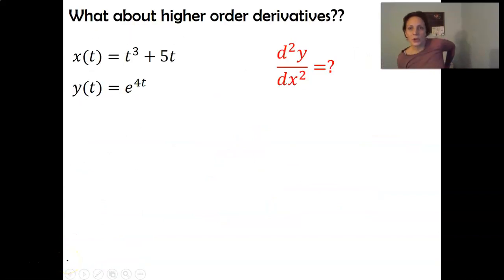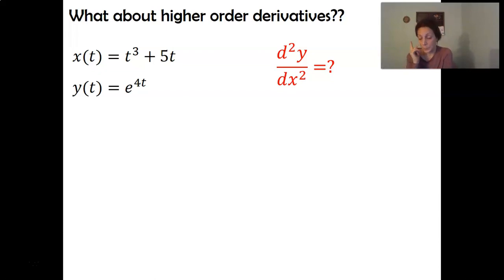All right, so I want to show you what happens with higher order derivatives of parametrics. There's a little twist with higher order derivatives of parametrics. So it's not terrible, but I want to show you where it comes from. So if I give you a parametrically defined function, x of t here, we have t cubed plus 5t, and y of t is e to the 4t. And I want the second derivative.